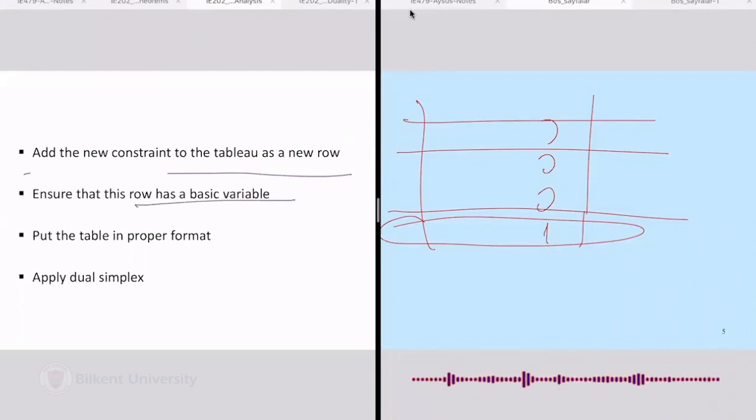This row should have a basic variable. If the constraint is less than or equal to type, it will have its own slack anyway, so we're fine. But if it is not, I may need additional artificials. Put the table in the proper format because this new row should be 1, 0, 0, 0, yeah? And then apply dual simplex. Be very careful. Don't immediately go to dual simplex. You have to have a legitimate simplex table to go with, which requires certain column and row operations before you go on. I think we have an example.